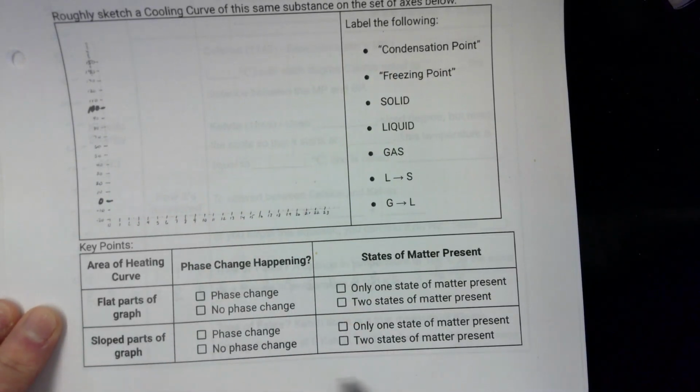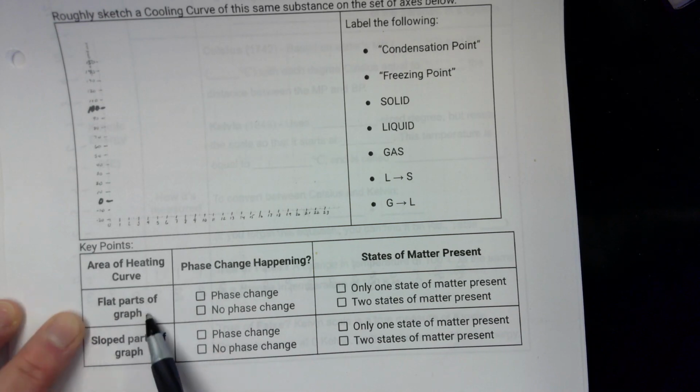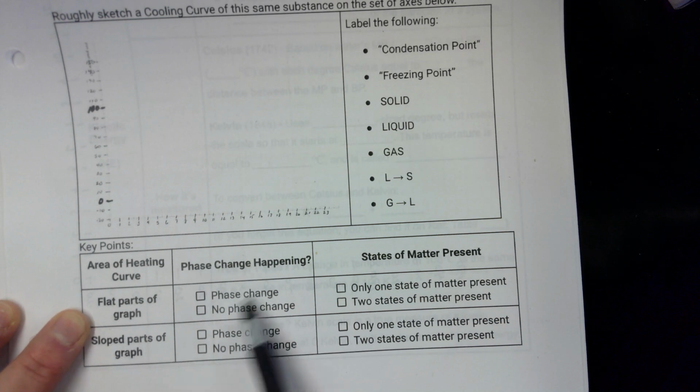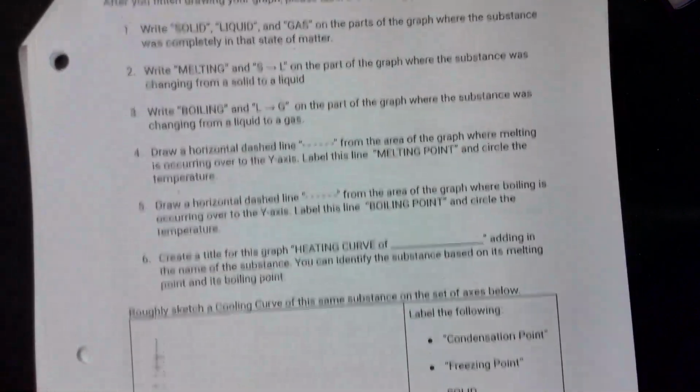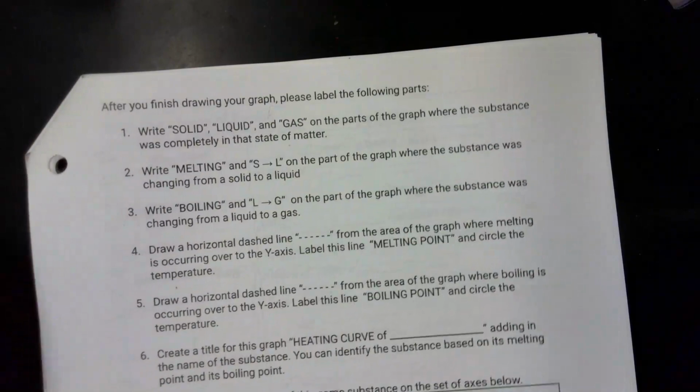And then you'll finish today's lesson with describing the areas of the heating curve, the flat parts of the graph, what's happening with the phase change, and what's happening with the states of matter. These are just meant to be checked. All right. Once you're done with this, you can try the problem set, the corresponding problem set 10.2b.